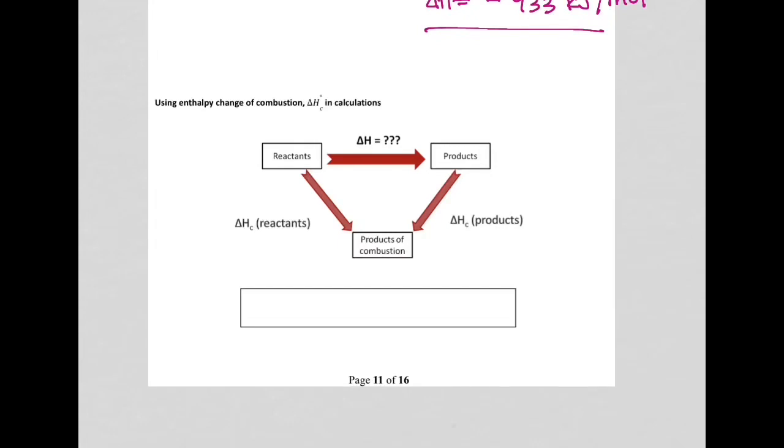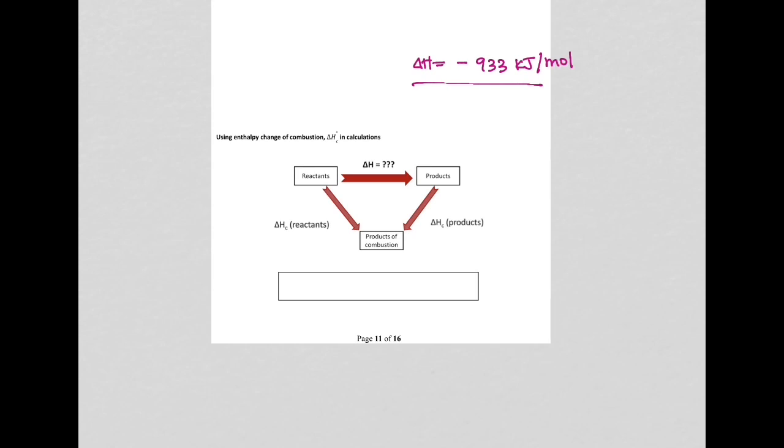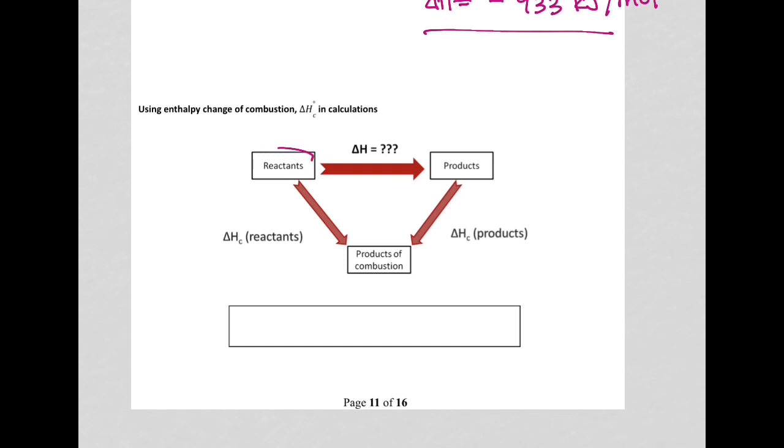Now let's see how we use the enthalpy change of combustion that we have calculated to find delta H of any reaction. So reactants changing to products, we need to find the delta H here. These reactants can be burned to produce the products of combustion, and the products can also be burned to produce products of combustion, so carbon dioxide and water. So reactants can be changed to carbon dioxide and water, and products can be changed to carbon dioxide and water.